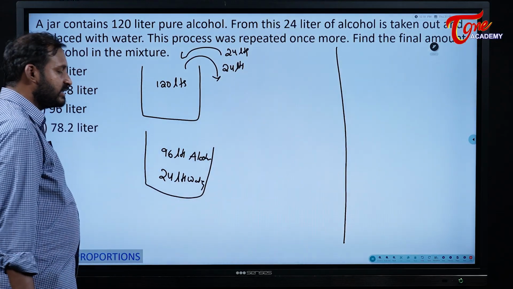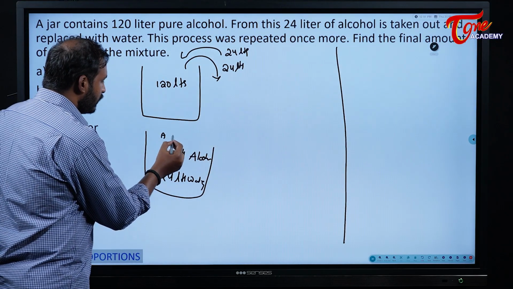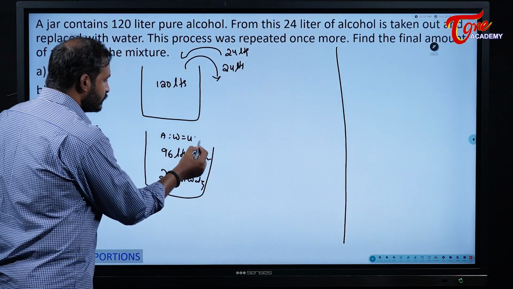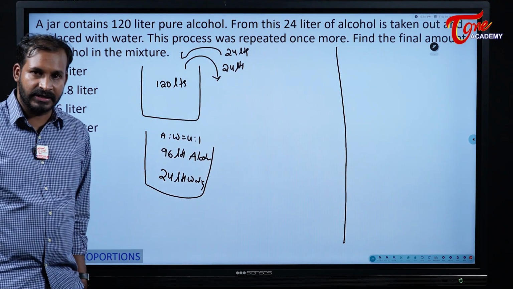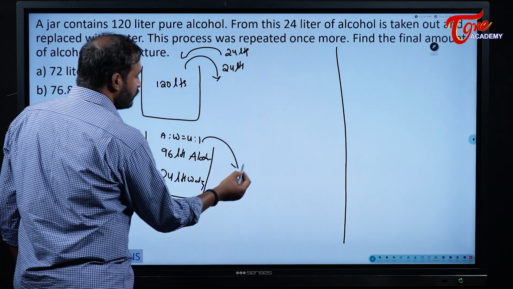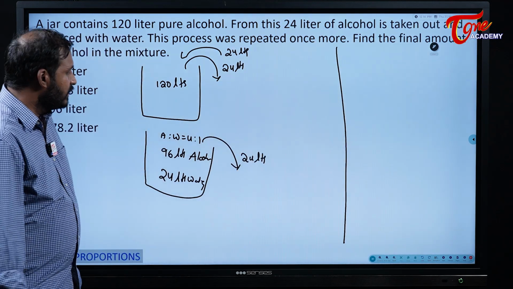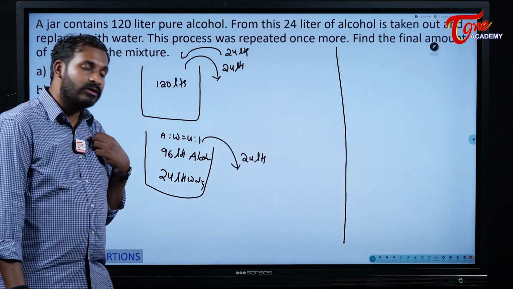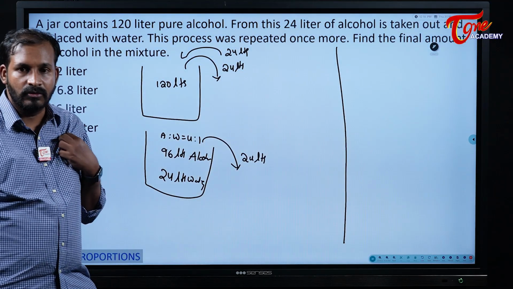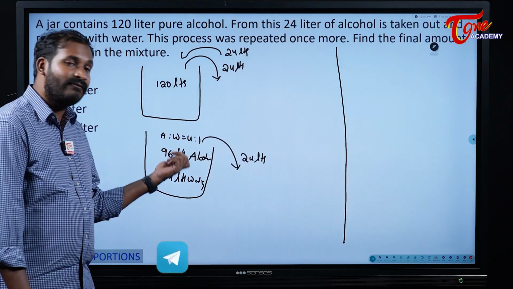Now tell me, what is the alcohol to water ratio in this one? Alcohol is to water will become 4:1. Why? Because 96 is to 24. Now from this I am drawing out 24 liters. When I draw 24 liters from this, is it possible that only alcohol comes out or only water comes out? No. Definitely we will get a mixture which is in the ratio of 4:1.